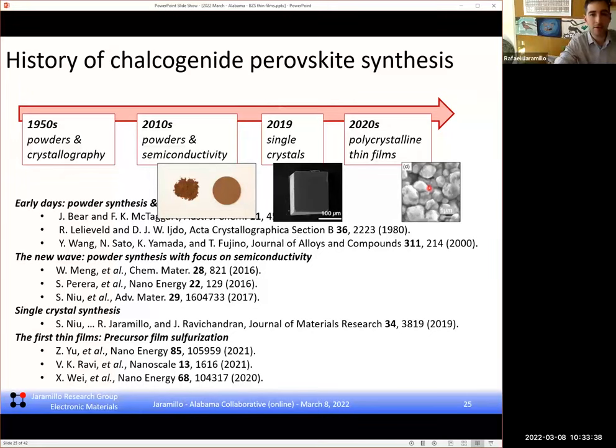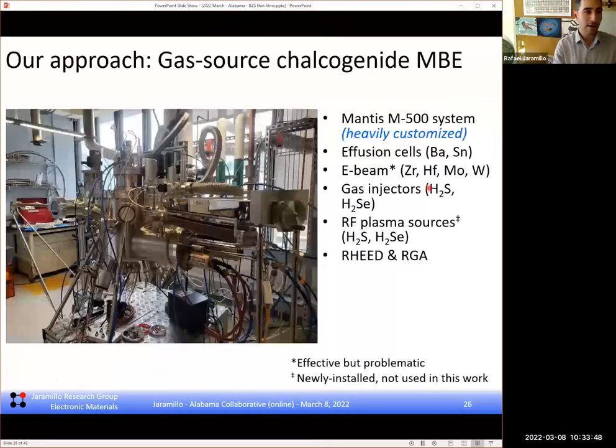And so, when you sulfurize a film at 1,000 degrees or even 1,200 degrees, you get a lot of coarsening. It's not a recipe for really good device fabrication. So our approach was to do an end run around all of this by going straight to MBE, because I admired a lot of the history of oxide MBE, and I said, okay, let's do this for chalcogenides.